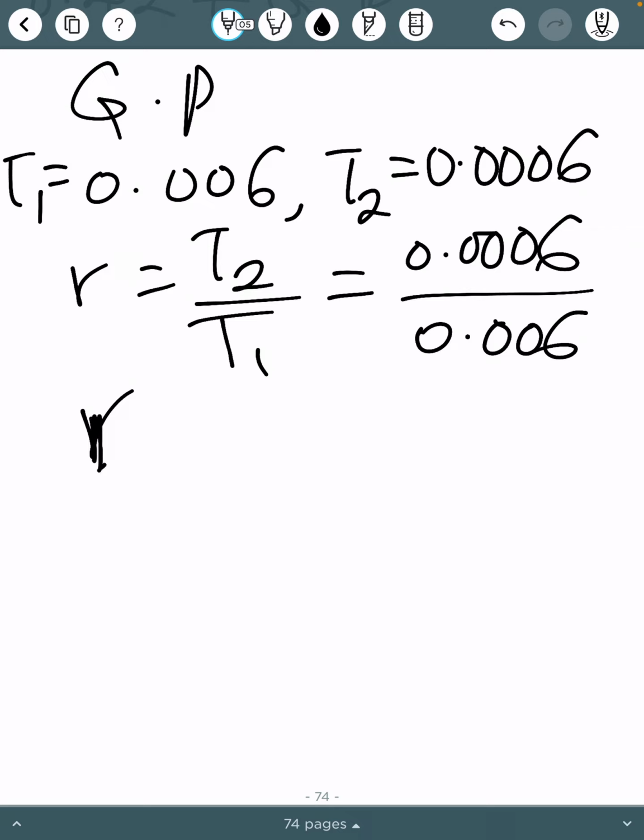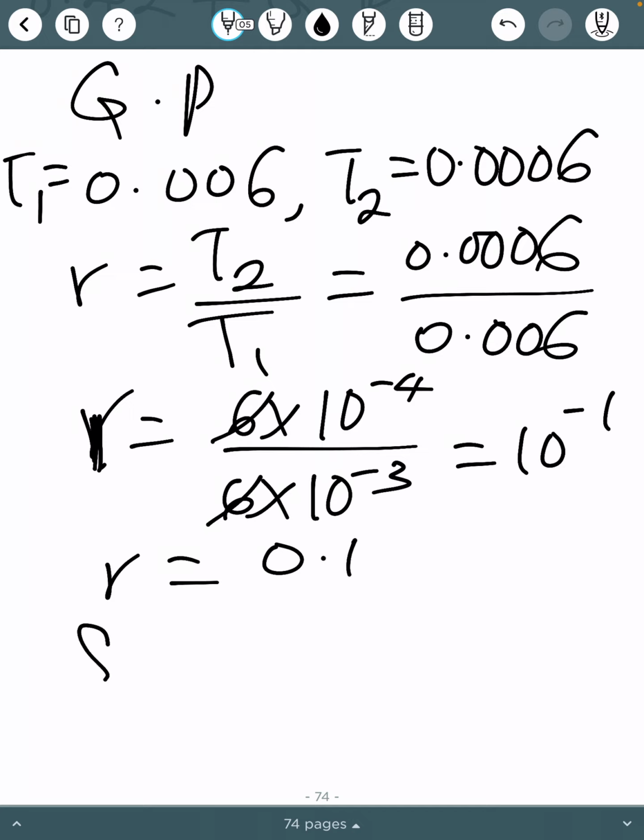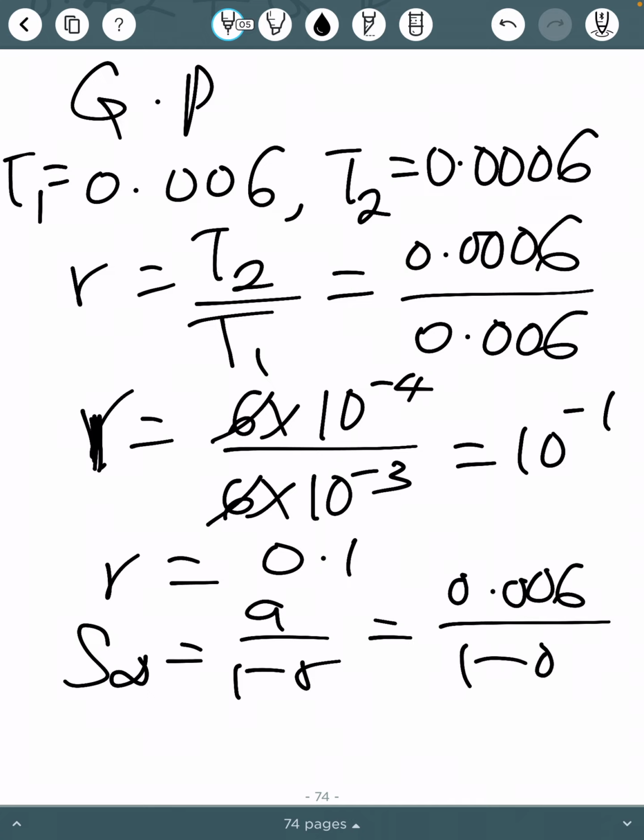So the common ratio is 6 times 10 raised to the power minus 4 over 6 times 10 raised to the power minus 3. 6 will cancel 6. 10 raised to the power minus 4 over 10 raised to the power minus 3 will give me 10 raised to the power minus 1. So my common ratio is 0.1. My sum to infinity will now be A over 1 minus R, which will be equal to 0.006 over 1 minus 0.1. This will give me 0.006 over 0.9.